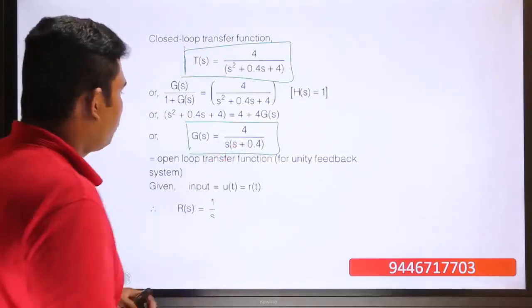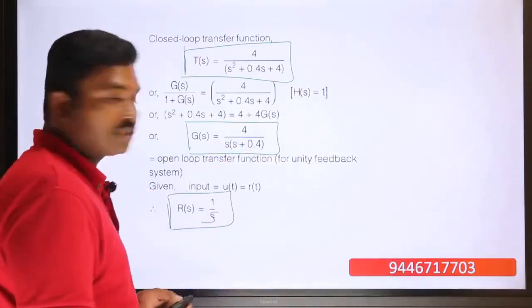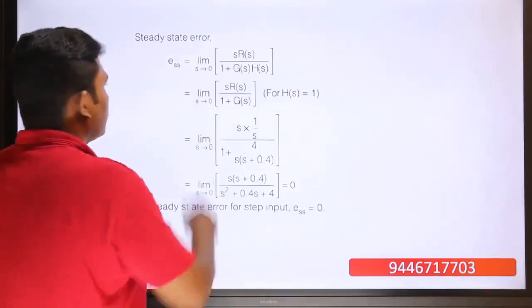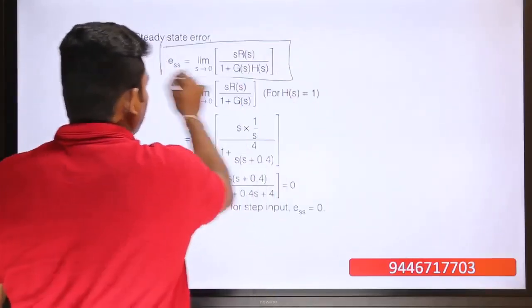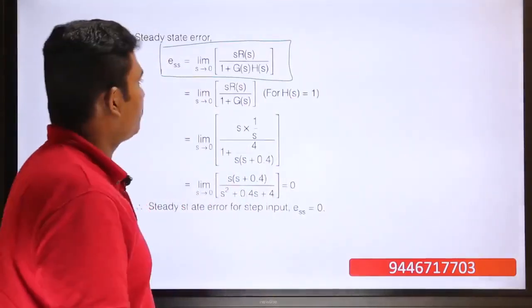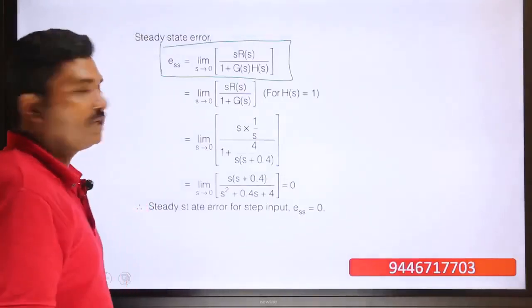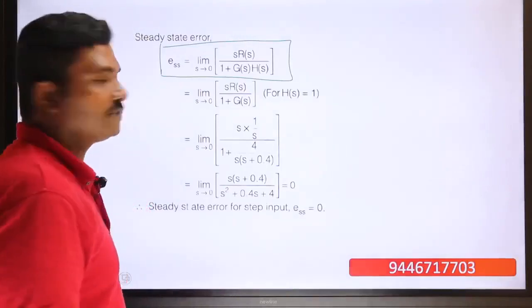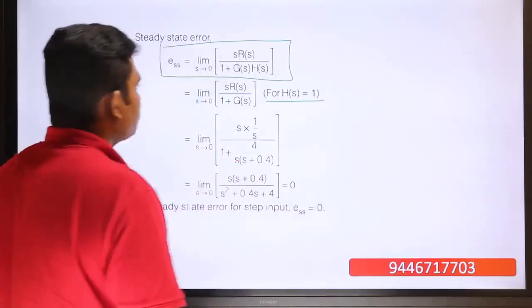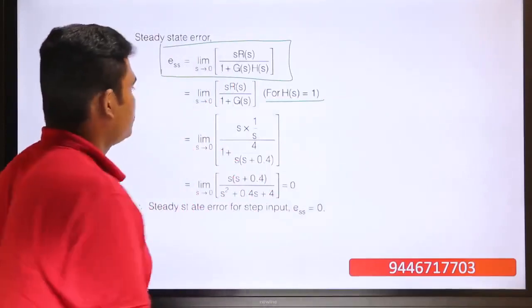And what is the input that we are giving? We are giving the input as R of s is equal to 1 by s, because we are giving a unit step input into the system. Now when you are finding the steady state error, you know the equation for steady state error is ESS is equal to limit s tends to 0 of s R of s divided by 1 plus G of s H of s. And when H of s is equal to 1, that is for a unity feedback system, our expression becomes limit s tends to 0 of s R of s divided by 1 plus G of s.